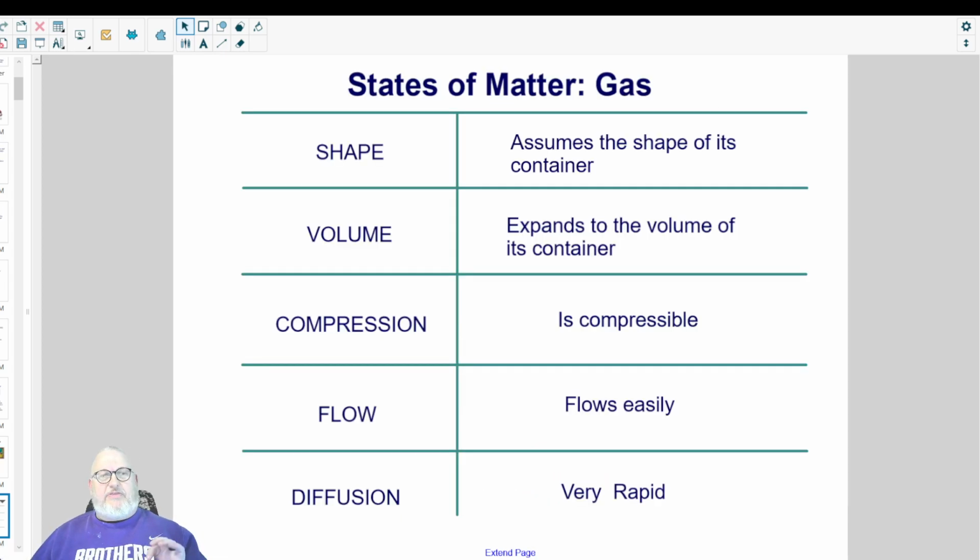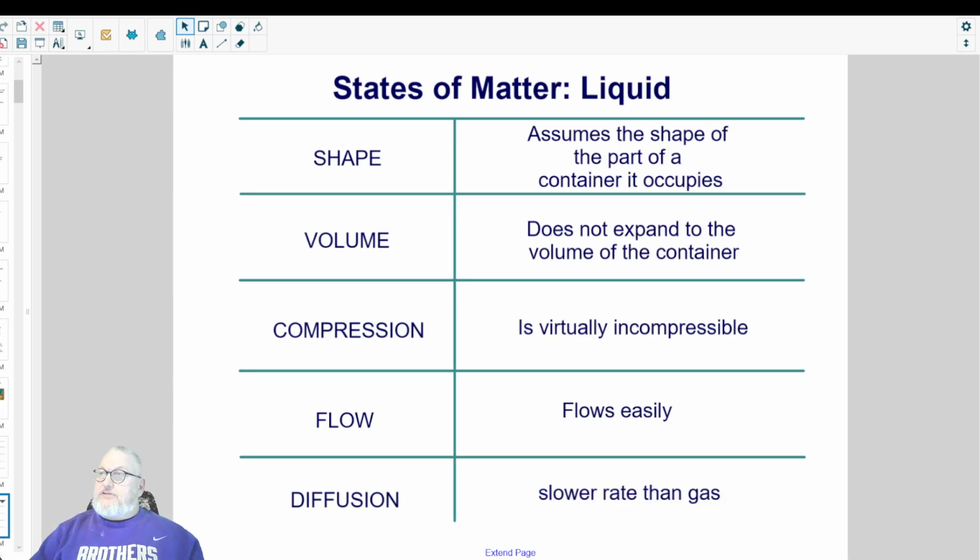So let's talk about what makes a gas. It will always assume the shape of its container. The volume will expand to the volume of its container. It is very compressible, and that's why we have pneumatic lifts. It flows very easily, and the diffusion is very, very rapid.